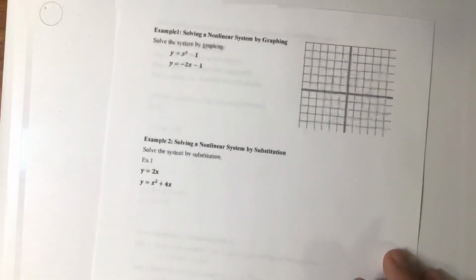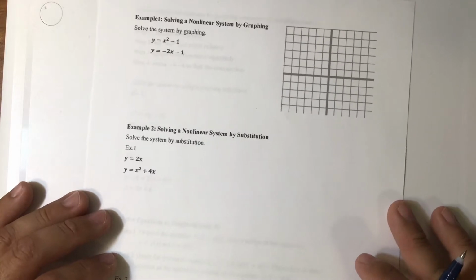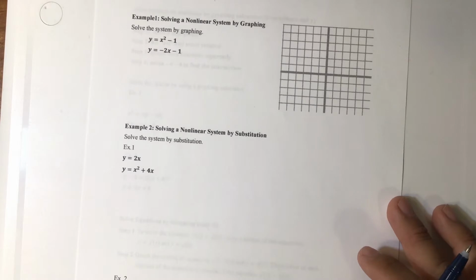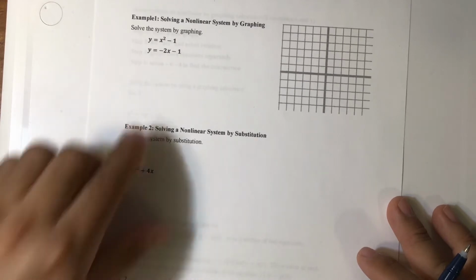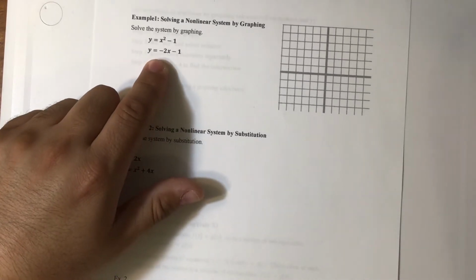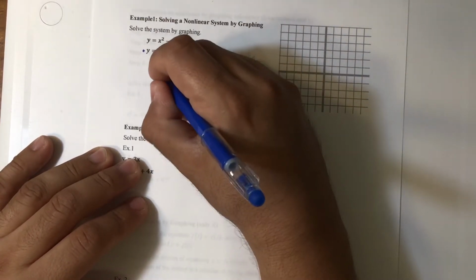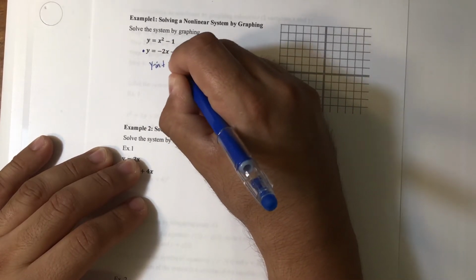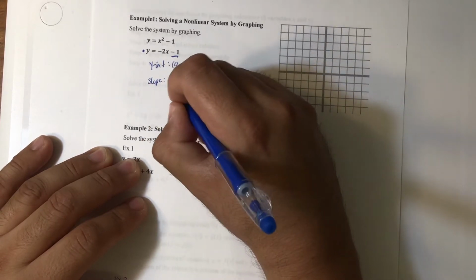All right, so example 1 says, solving a nonlinear system by graphing. We're going to graph these here and see what they look like. Now, for me personally, I would do this in a calculator, but I'm going to show you how to do this by hand first. Let's start with the linear line. The linear line should be fairly easy to do. We have a y-intercept at 0, -1. That's this point here. And we have a slope m equals -2, so -2 over 1.